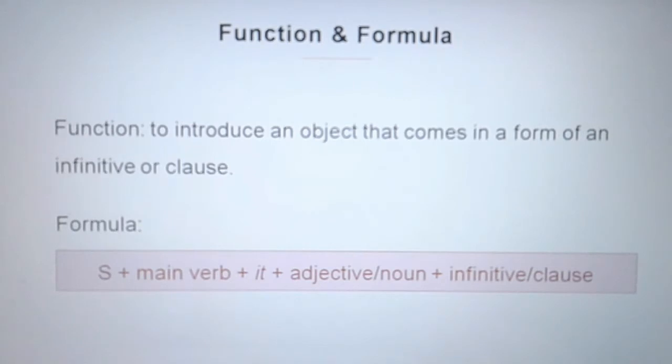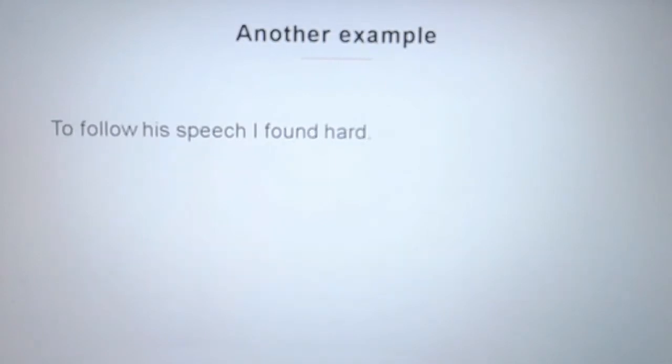And the formula that we can use is right here. First of all, you need to use subject and then followed by main verb. After that, followed by preparatory it and then adjective or noun. And lastly, you need to put the infinitive or the clause. So I'll give you another example.